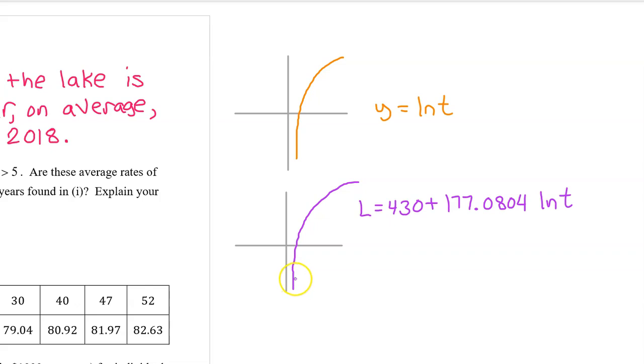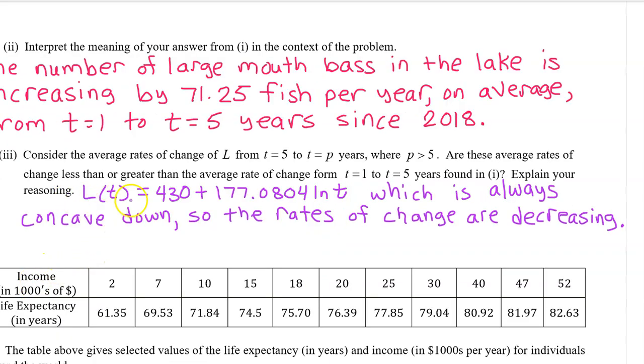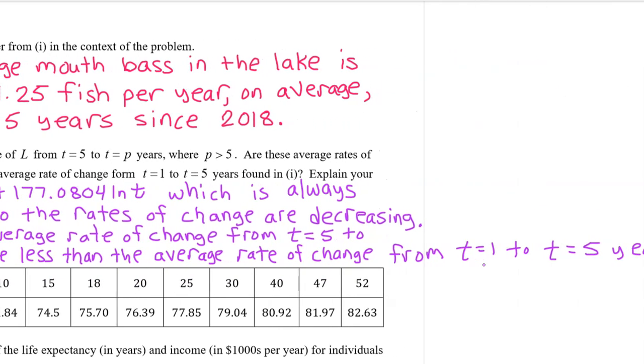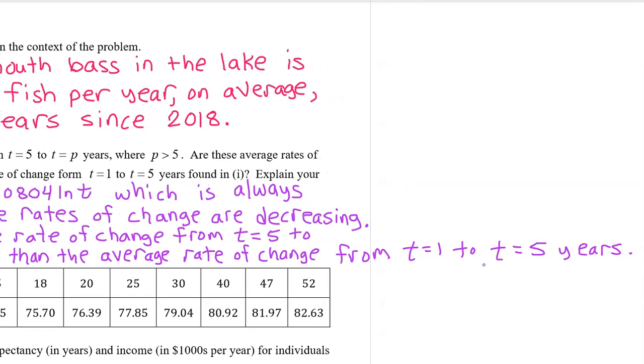And what matters is that this is concave down, which means that the rates of change are decreasing. So start out by saying this. L of t is equal to this expression, which is always concave down. So the rates of change are decreasing. Therefore, the average rate of change from t equals 5 to t equals p years will be less than the average rate of change from t equals 1 to t equals 5 years.